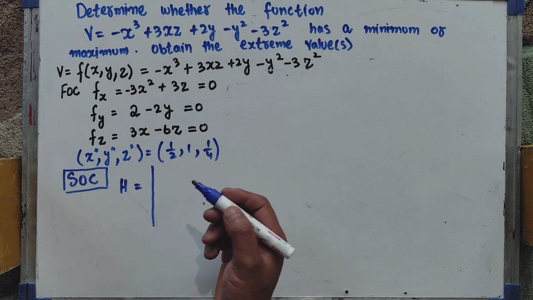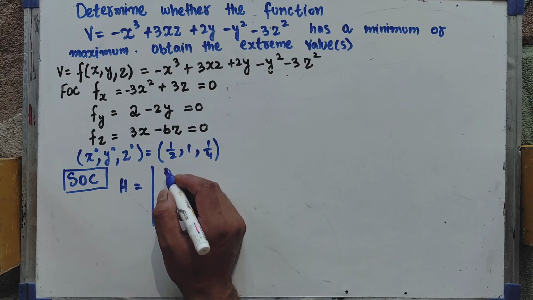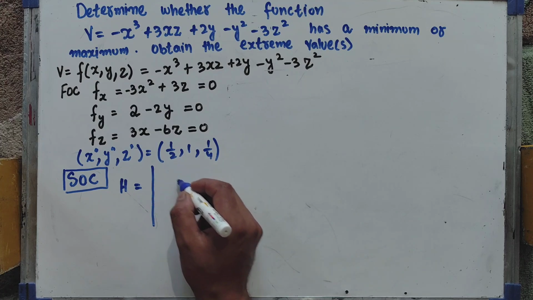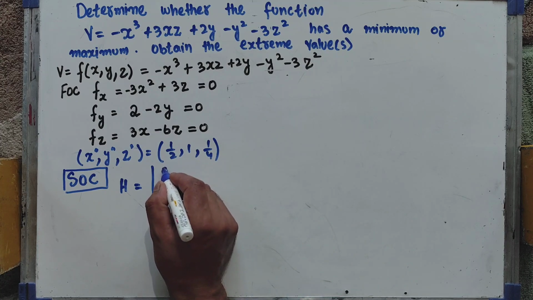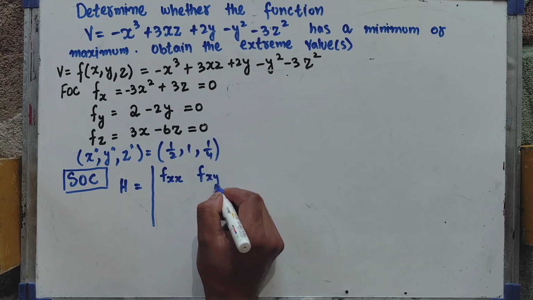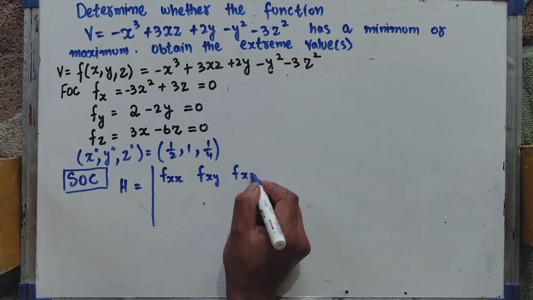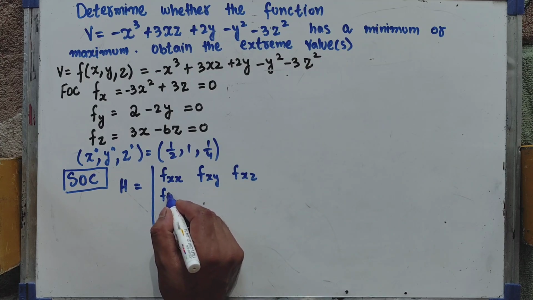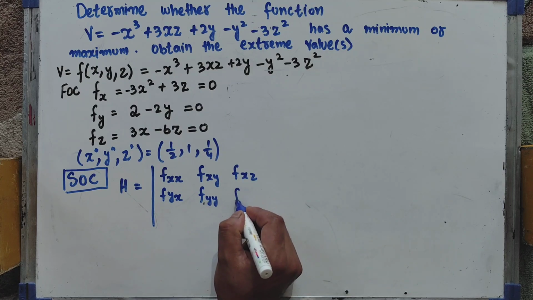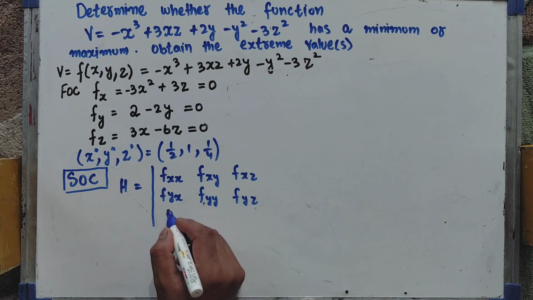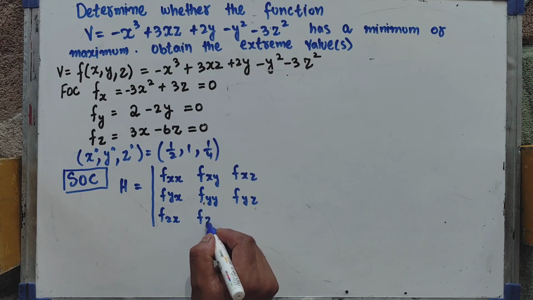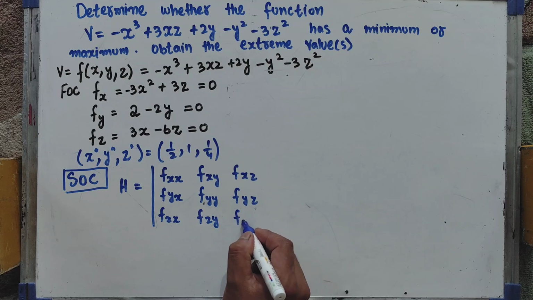So what will be the Hessian here? It will be a matrix composed of the second order partial derivatives with second order direct partials on the principal diagonal element. Let me write it here. So we have f subscript xx, f of xy, f of xz. Likewise we have f of yx, f of yy and f of yz. Then we have f of zx, f of zy and f of zz.